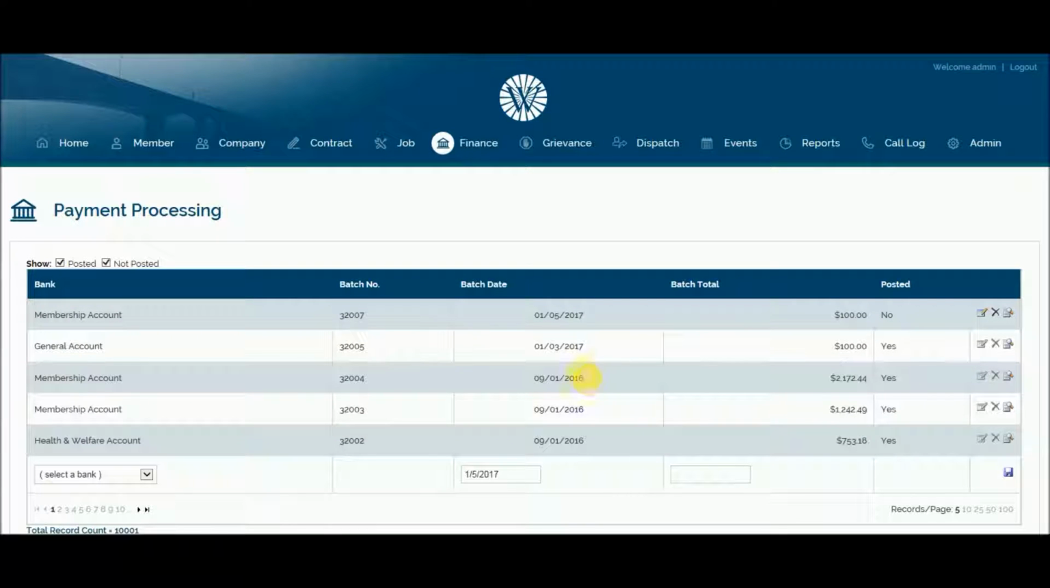This is e-membership's payment processing facility.